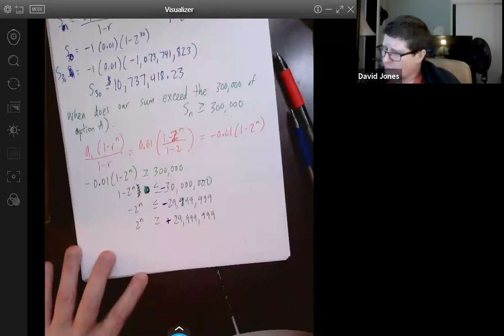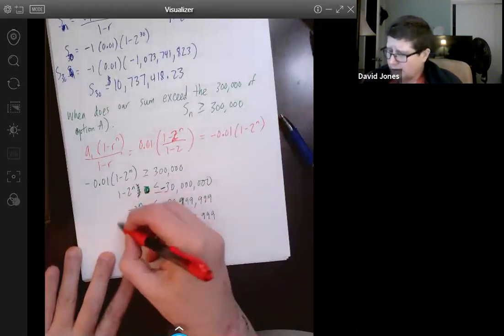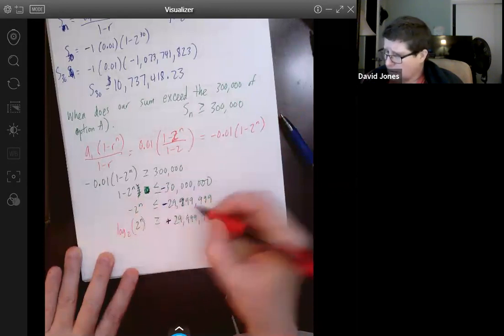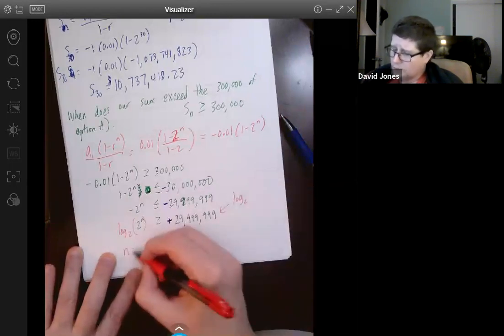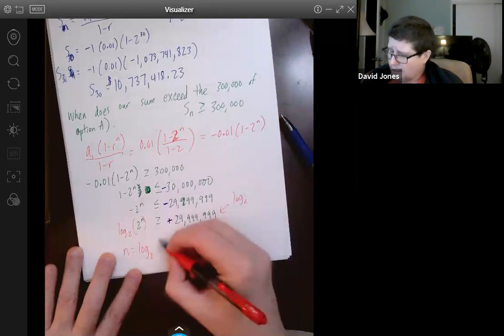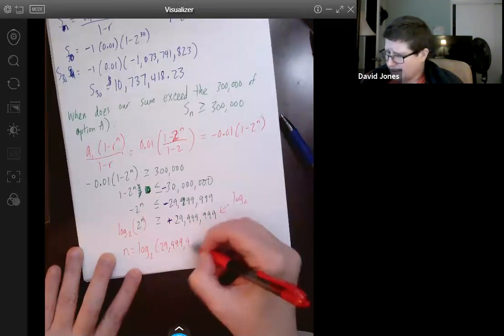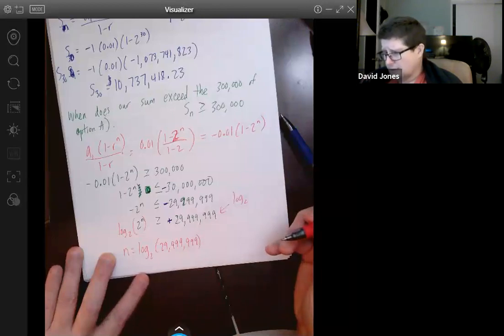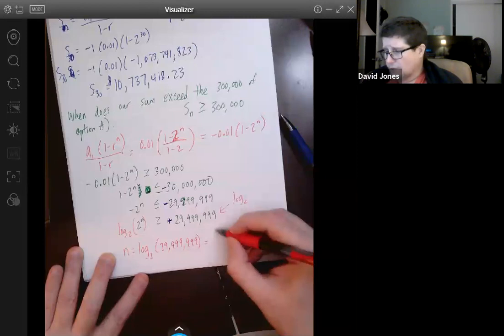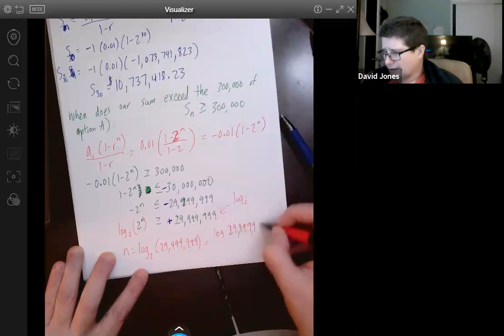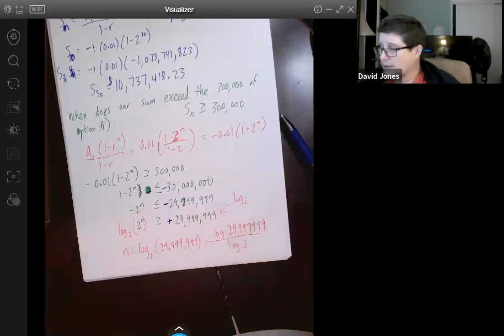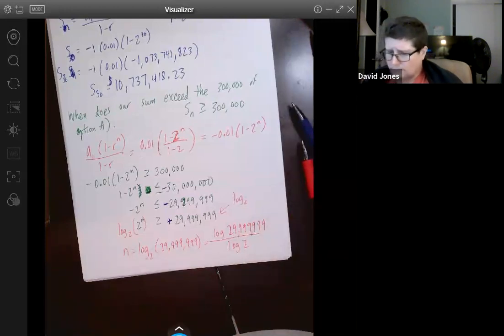And this becomes, if we take log base 2 of both sides, remember that's how we get the n out of the exponent, I get n equals log base 2 of 29,999,999, which is log base 10 of 29,999,999 divided by log of 2.